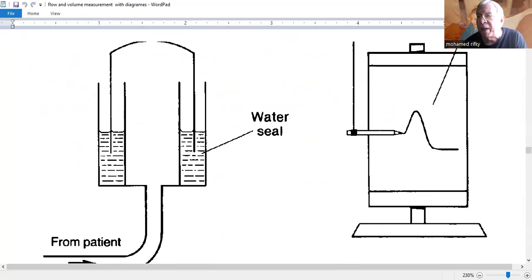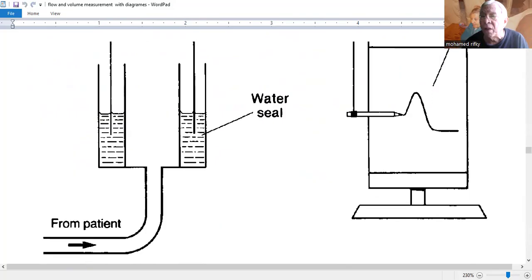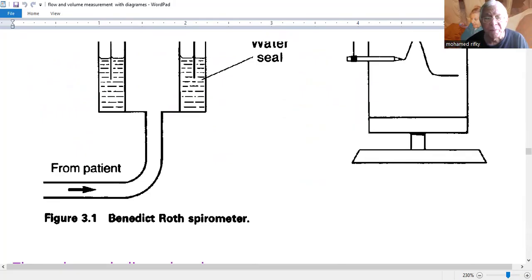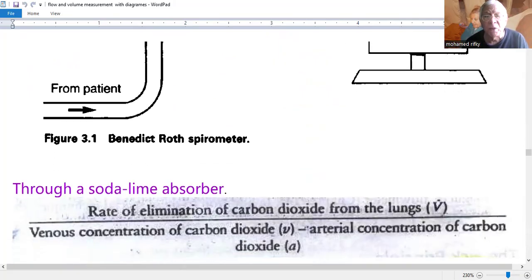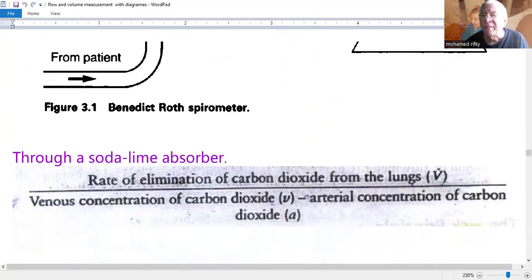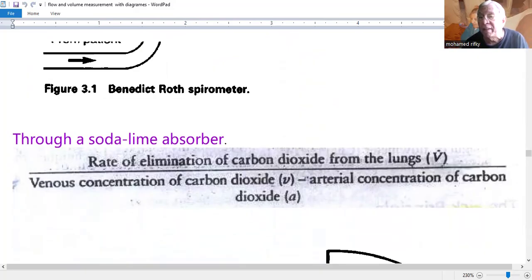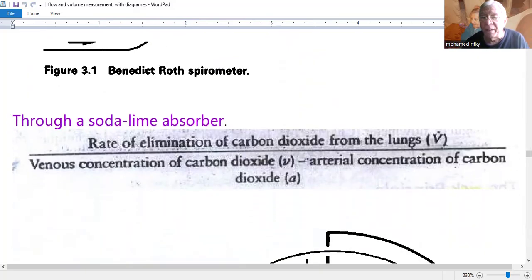This is a picture of the Benedict-Roth apparatus. Of course, this is the drum. This is a water seal, to minimize the air leak. You see, and this is the kymograph, where it draws the slope of oxygen consumption. Of course, the patient must have a special soda lime absorber, and this is the figure to denote the cardiac output or the pulmonary blood flow regarding carbon dioxide uptake.